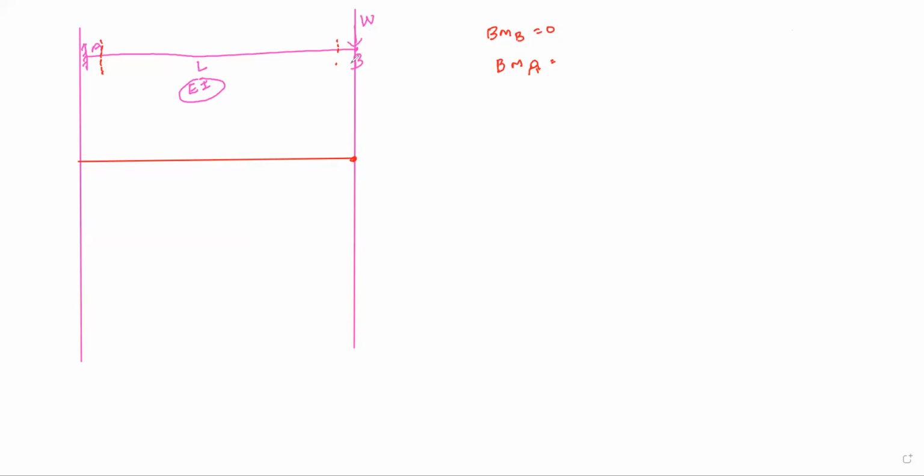Okay. So if I take the moment of this W load about point A, the value of moment is W into L clockwise. That's why it is minus W into L. Everybody with me? Please confirm me. Is it clear to all of you? Yes, sir.